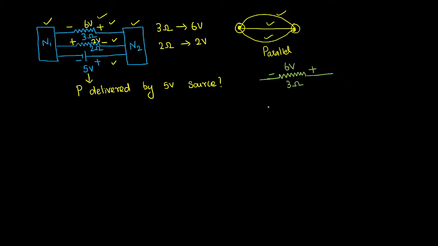So now here what we can apply is our trick. We know a resistor is a passive element. Resistor is a passive element. First conclusion: for the passive element, current will always flow from higher potential point to lower potential point.